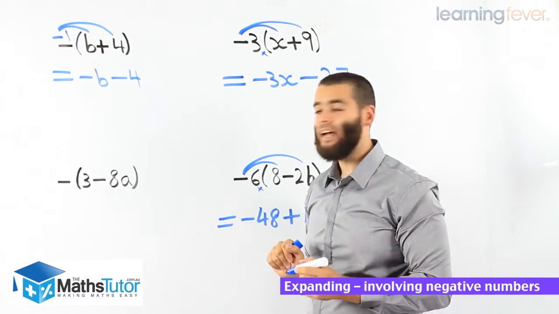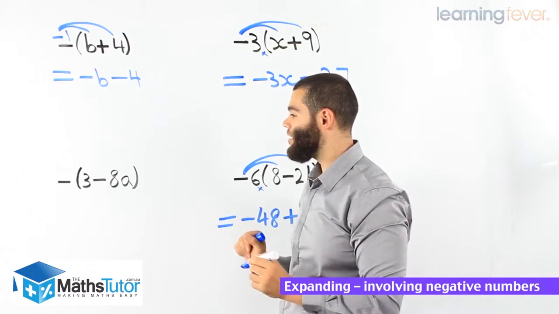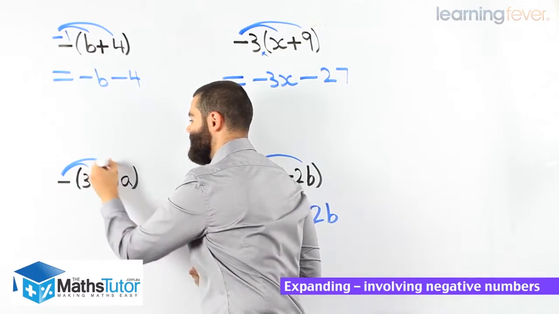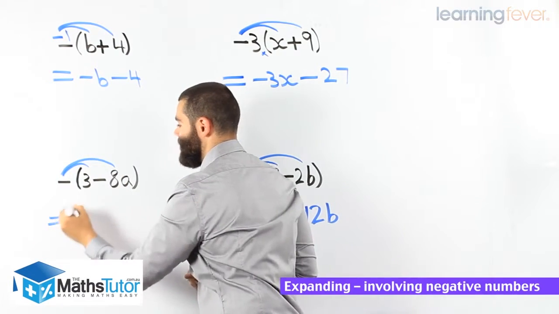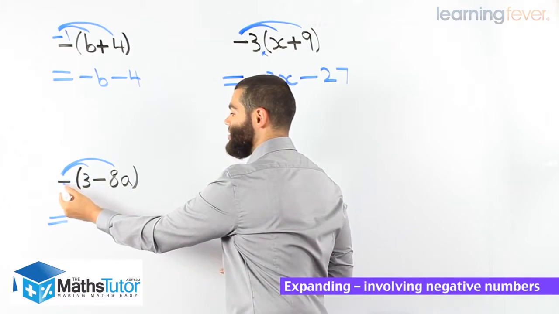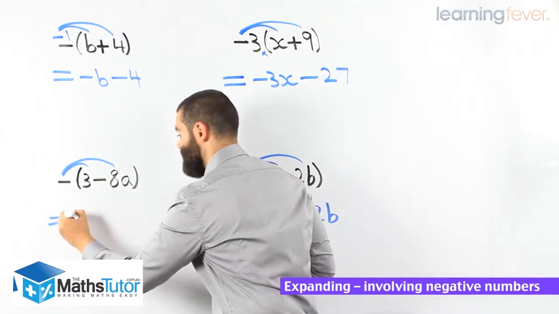Once again, we have negative. And then open bracket, 3 minus 8a, close bracket. We're asked to expand. So we're going to multiply the outside with everything inside. And we know there's a negative 1. It's invisible. So negative 1 times 3. Negative 1 times 3, negative 3.